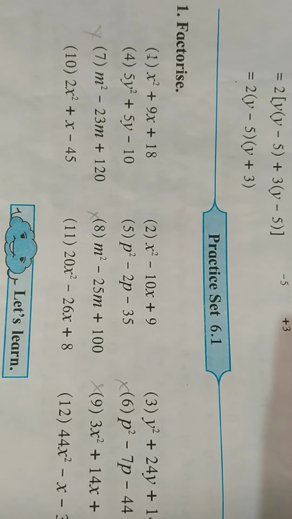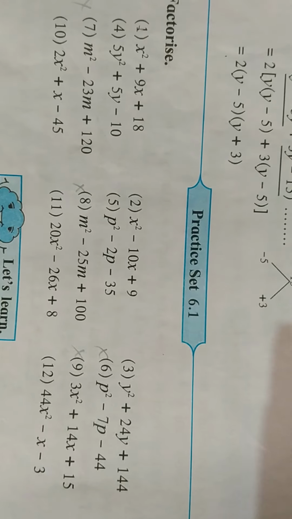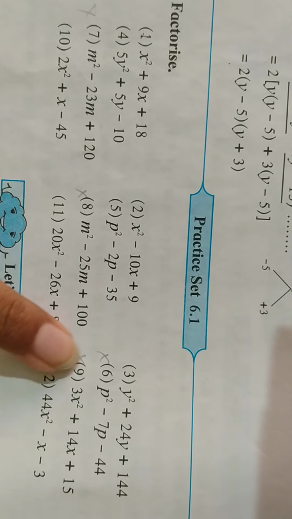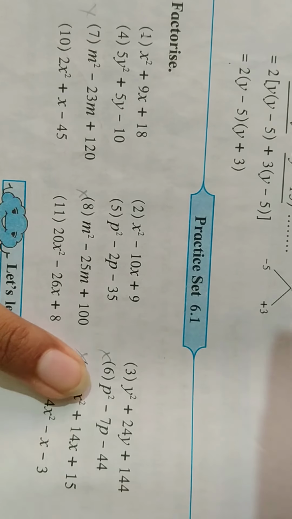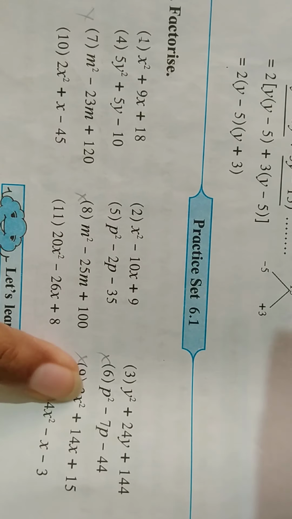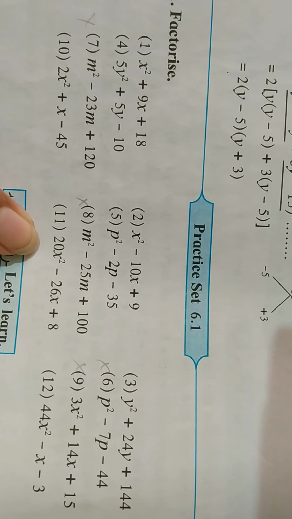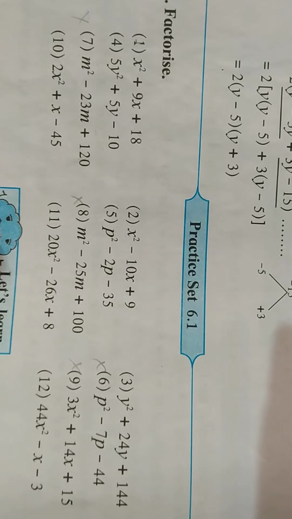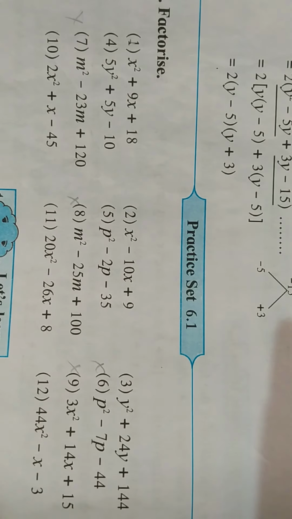Now let's go to practice set 6.1. From this, only for this year, 4 sums are omitted from your syllabus: 6, 7, 8 and 9. Because all similar sums are there, these are omitted, only for 2020. The rest we will solve.